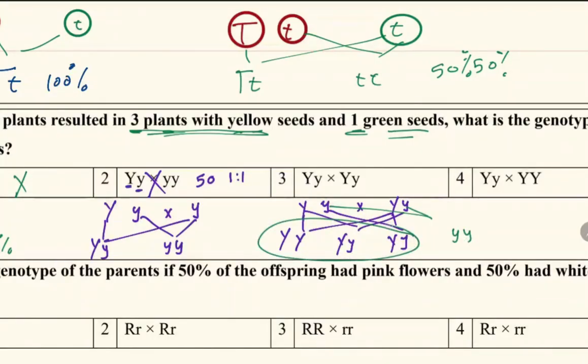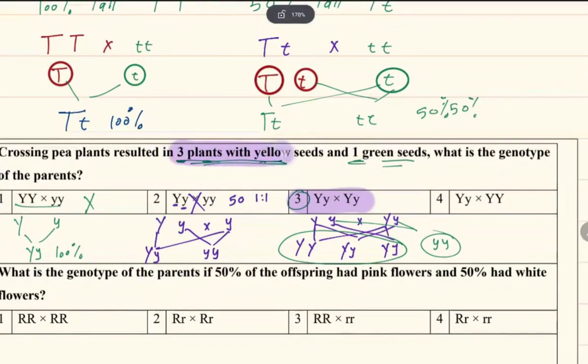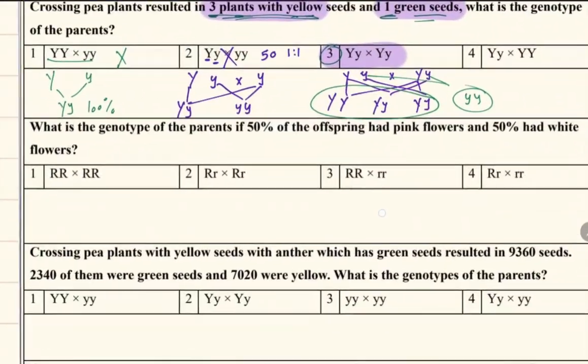That is going to be 3 yellow, 1 green. So this is the correct answer, which will give us 3 yellow and 1 green. It's got to be like this one.